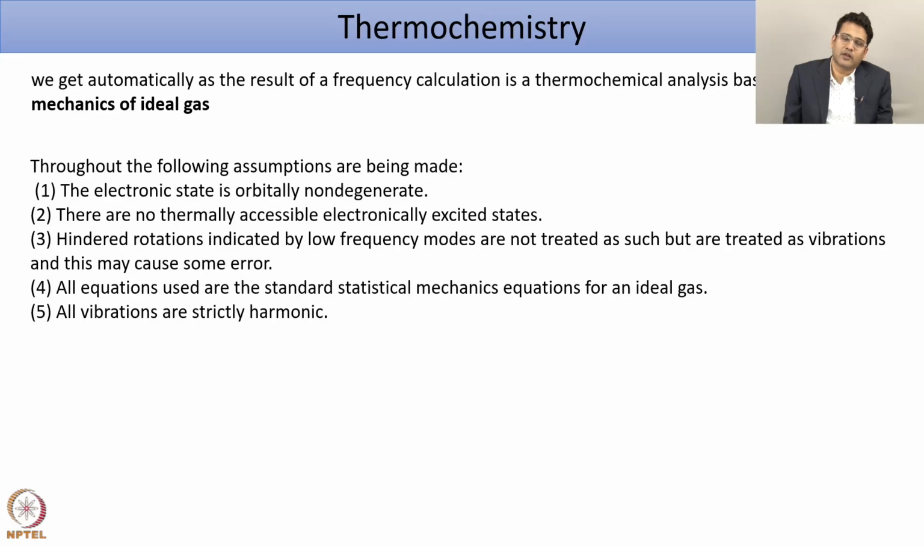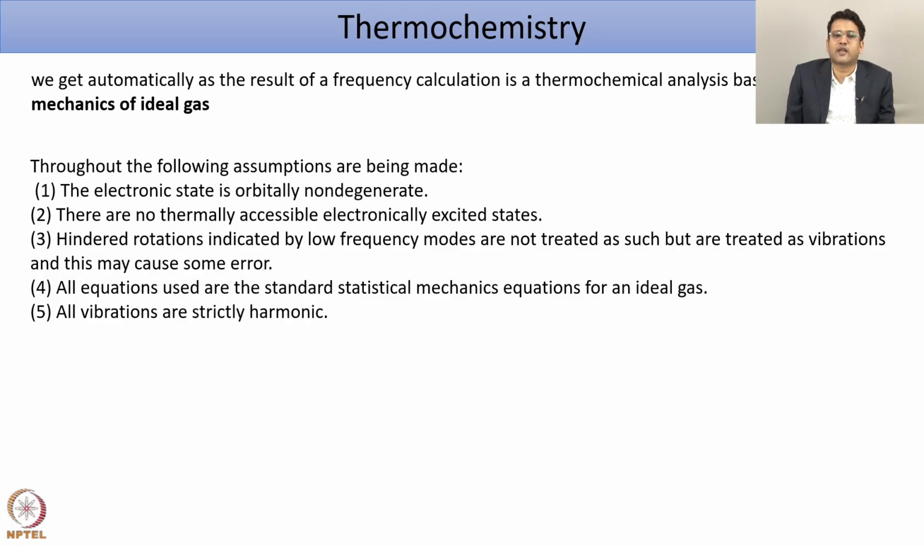Before making any approximation, the assumption you take is that the electronic state is orbitally non-degenerate, so that there is only one state. There is no thermally accessible electronically excited state. So at the temperature you are working at, your excited states are not possible to access, and the hindered rotations indicated by low frequency modes are not treated as such, but treated as vibrations. Some of the low frequency modes are generally a problematic thing. They could also be considered as hindered rotation, but in this analysis we are going to treat them as vibration, and this vibration is mainly anharmonic.